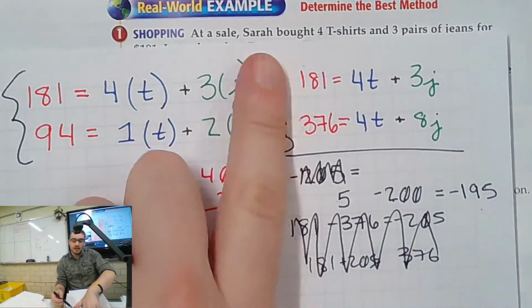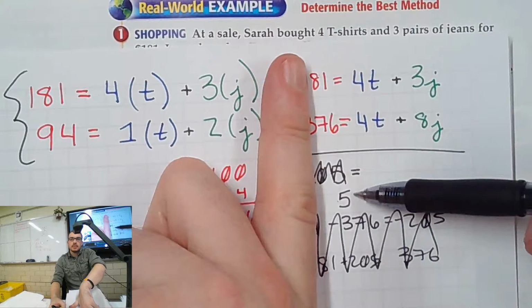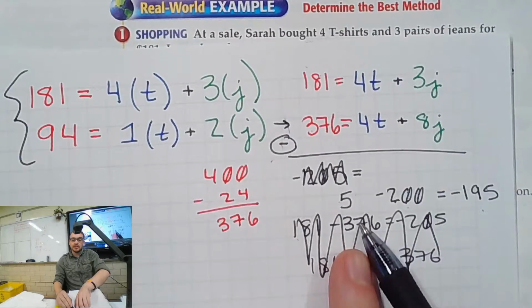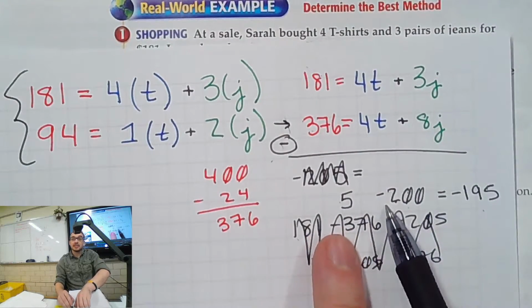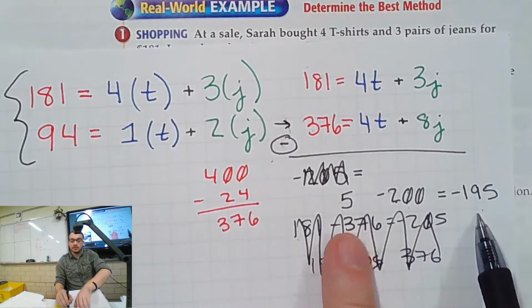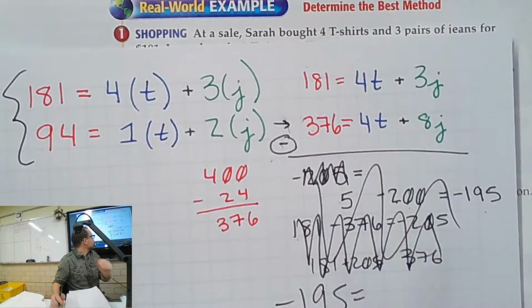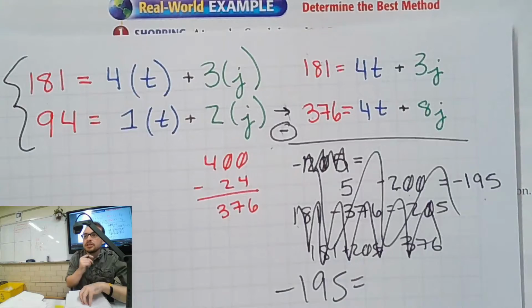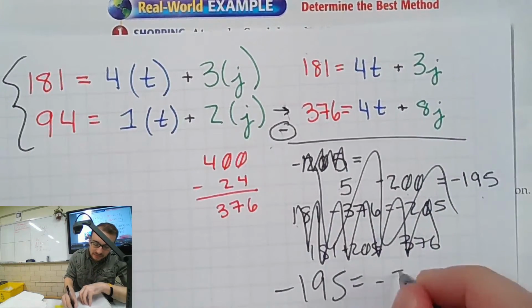Jordan? 81 minus 76, 5, right? 100 minus 300, negative 200. When we put them together at the end, last time I said 205, right? But the mistake is that one's negative. So it's negative 195. So we have negative 195 equals, what's 4t minus 4t? 0t. 0t is 0, right? So we don't have to write it. 3 minus 8 is negative 5j.